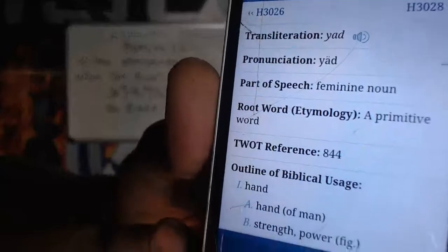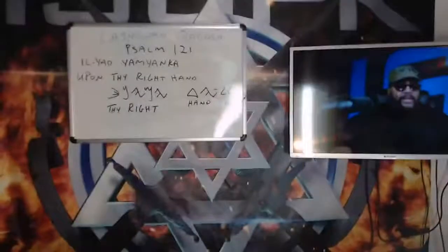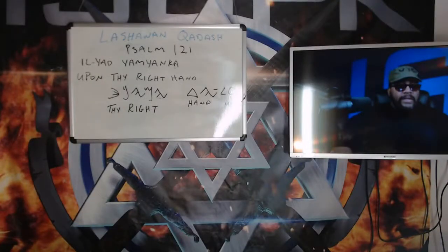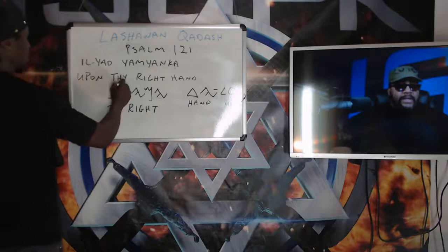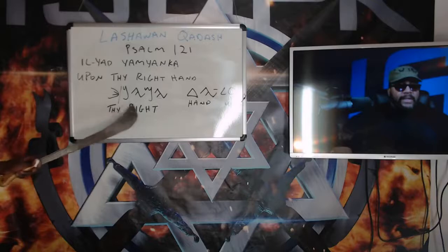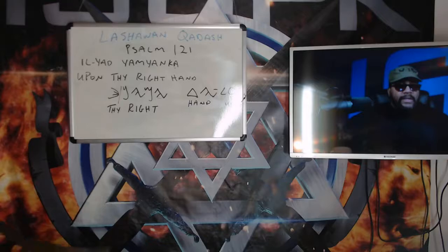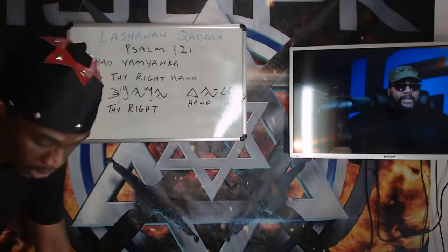Yad, which is hand, hand of a man, or strength or power, because it can be used figuratively or literally. In this case, in the translation we have al yad, which means upon hand, yeminecha, thy right. Cha, as you said, could be thy or thee. Yamin, right, yeminecha, thy right, upon hand, thy right. So that is just the direct translation. So we're going to move on again to the other verse.